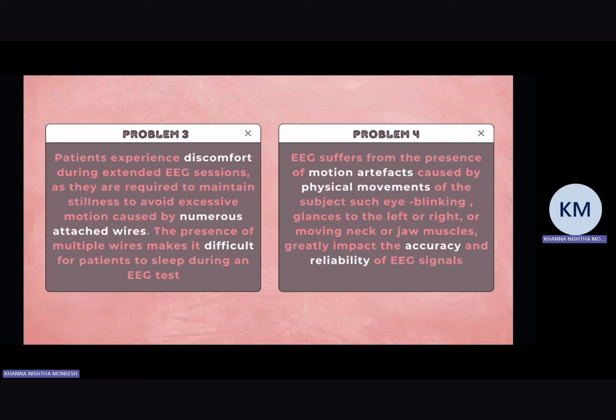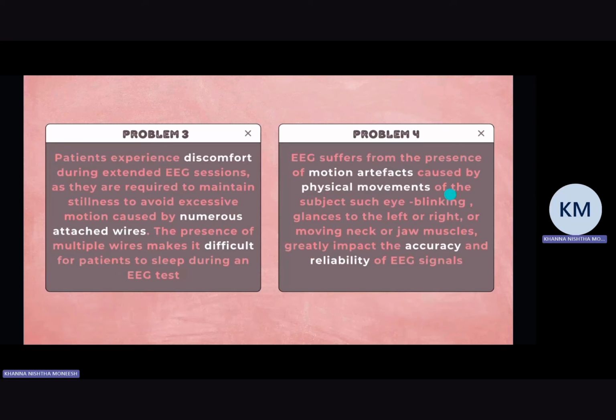The third problem is that patients experience user discomfort during long EEG tests due to the presence of multiple wires. This makes it challenging for patients to sleep during the EEG test and ultimately affects the overall testing experience. Lastly, EEG suffers from the presence of motion artifacts caused by physical movements of the subject, such as eye blinking, glances to the left or right, or movements of the neck or jaw muscles. These artifacts greatly impact the accuracy and reliability of EEG signals, posing a significant challenge for accurate diagnosis and monitoring.